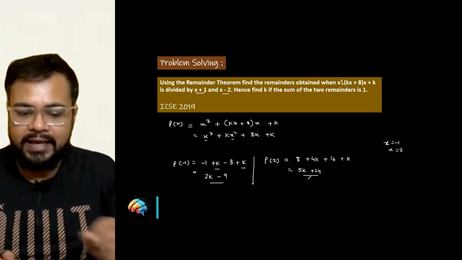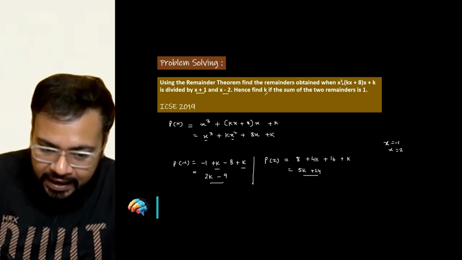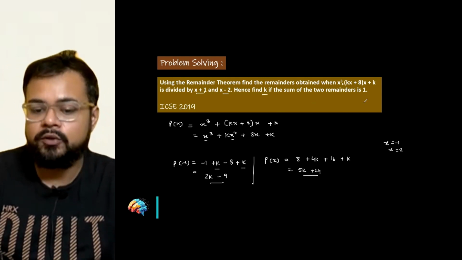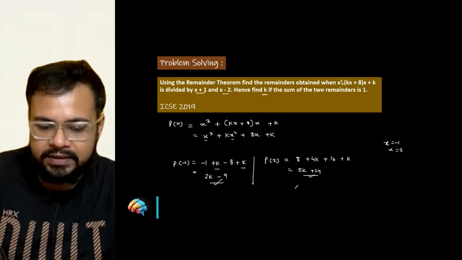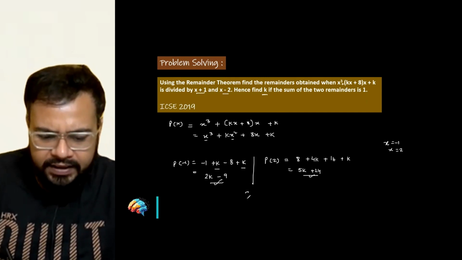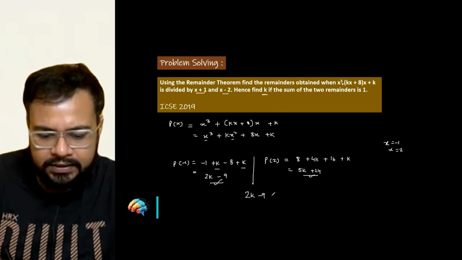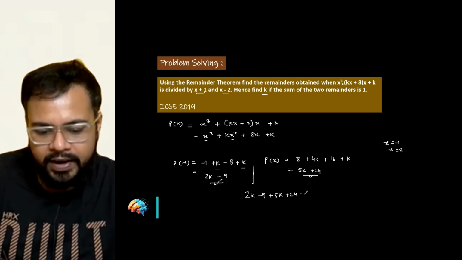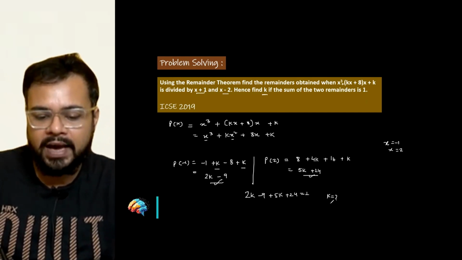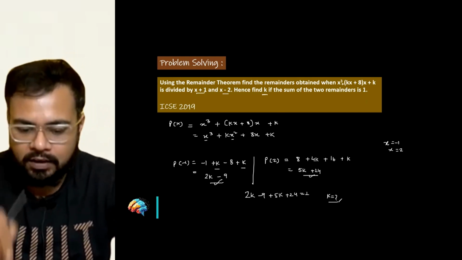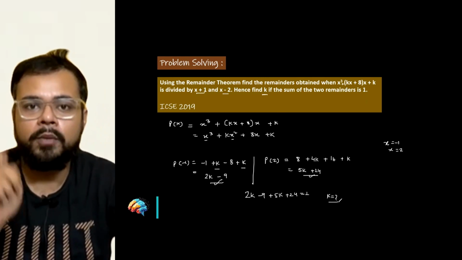Now they are saying find the value of k if the sum of these two remainders is 1. So that means the sum of this value and this value is equal to 1. It's very simple: 2k minus 9 plus 5k plus 24 is equal to 1. Solve this equation and get the value of k, and you know what you have to do. Write the answer in the comment section.